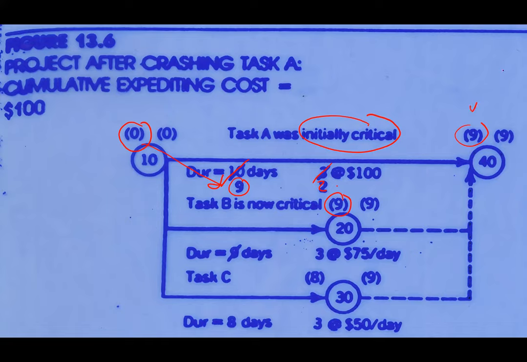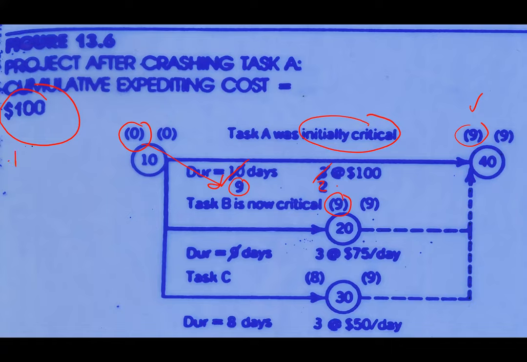Now, basically, you can reduce the project duration by 1 day, becoming 9, by reducing only activity A. You do not touch activity B and C because they are not critical. Okay, so now you already increase the project cost by 100.